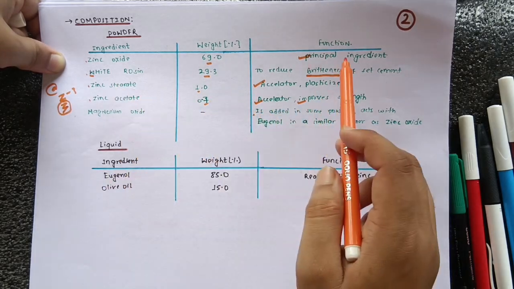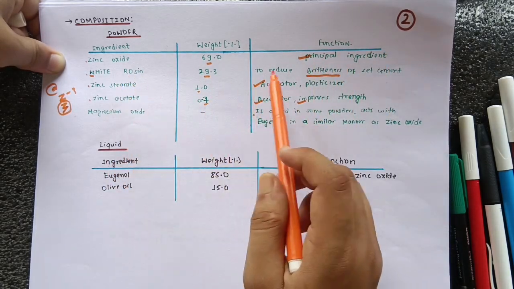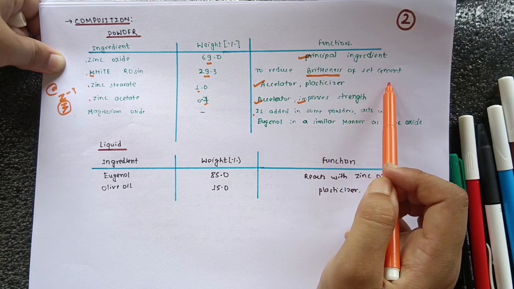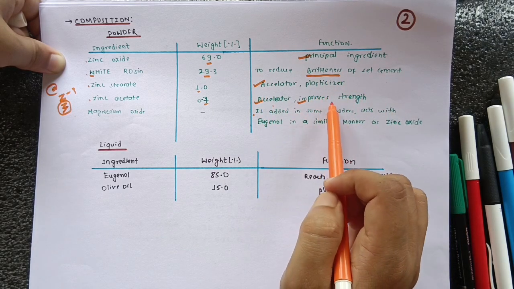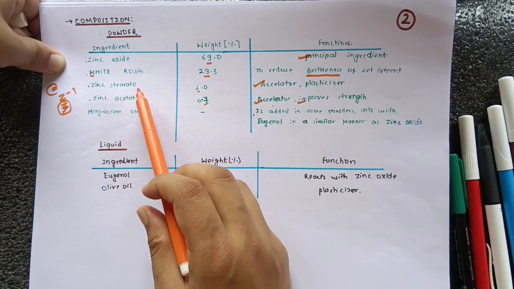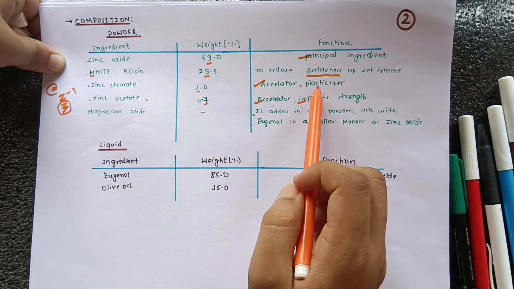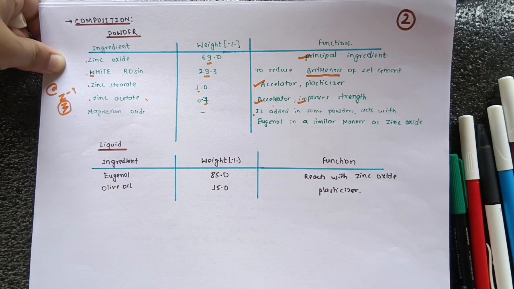Okay, and the functions are important. Zinc oxide is the principal ingredient, and white rosin is to reduce the brittleness of the set cement. Similarly, the accelerators: one acts as a plasticizer, and the other improves the strength. So they both are accelerators.